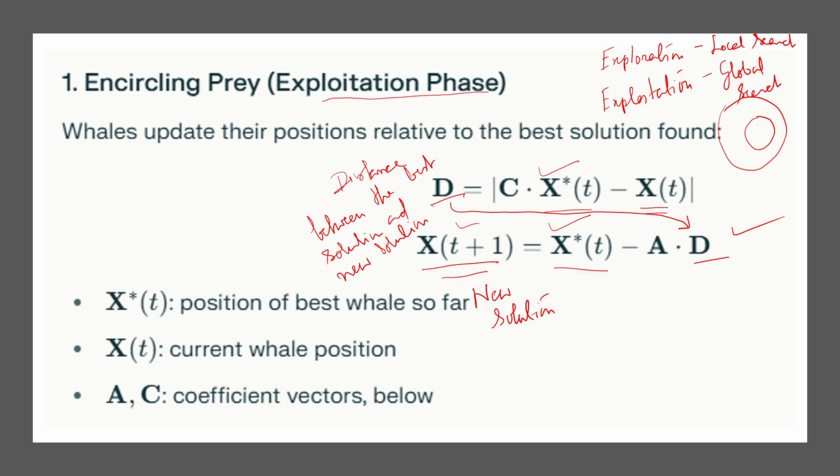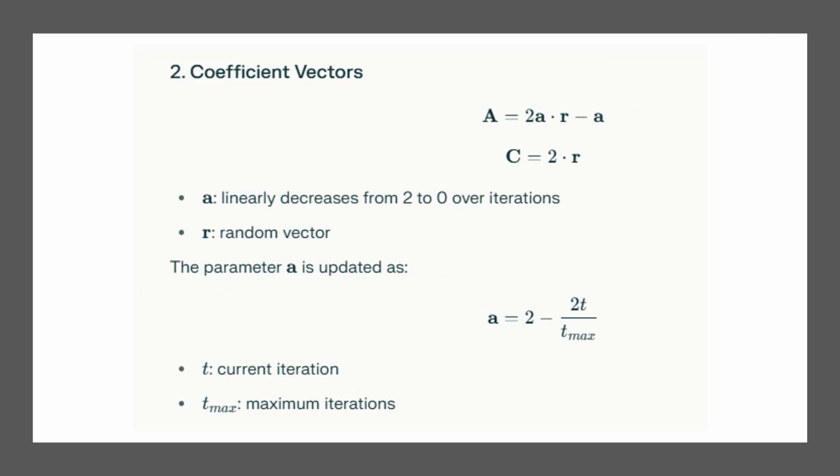Okay, now you will say what is A and what is C. So what is C and what is A? A is actually the coefficient which is equals to 2 small a dot r minus a.